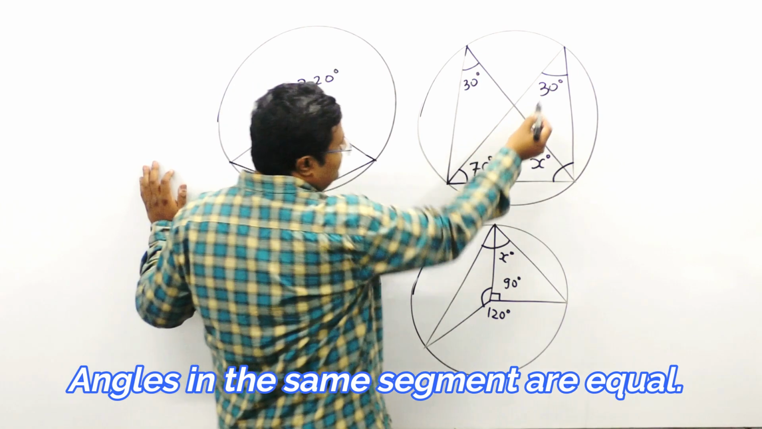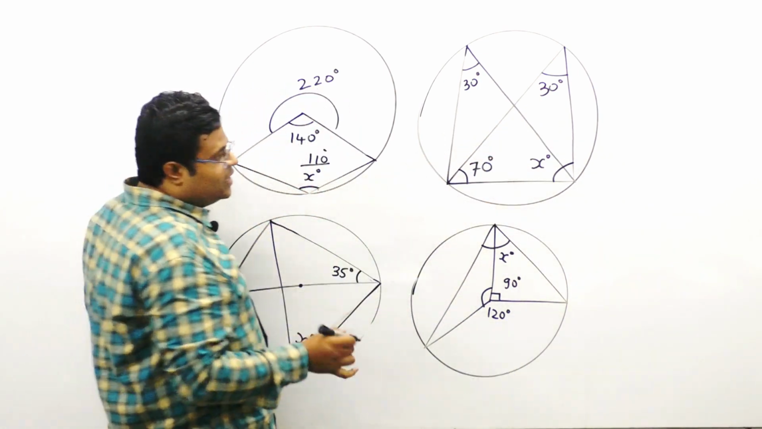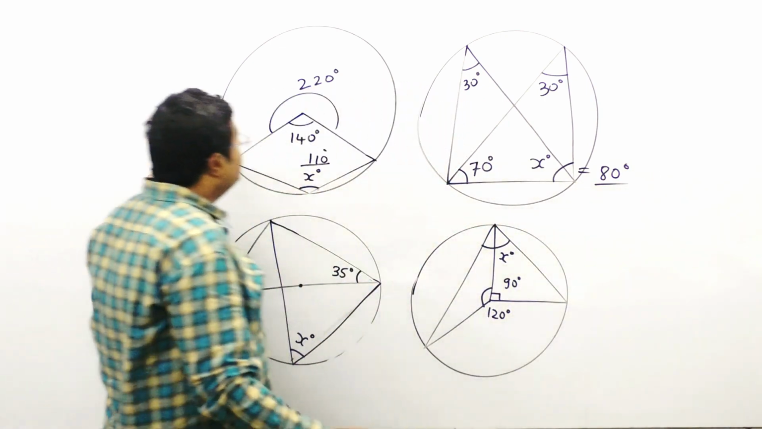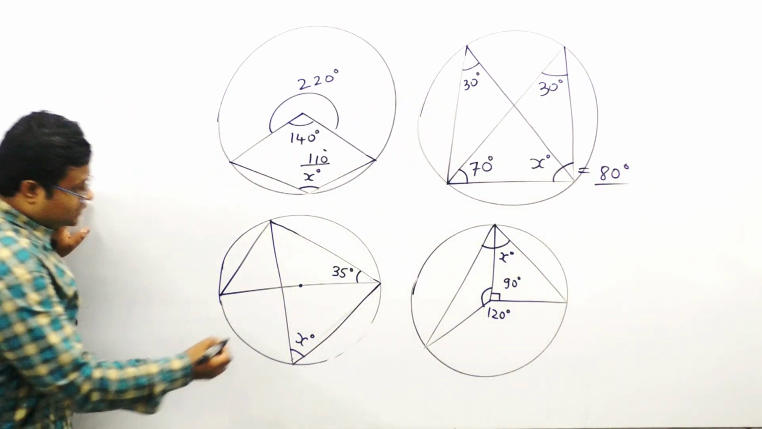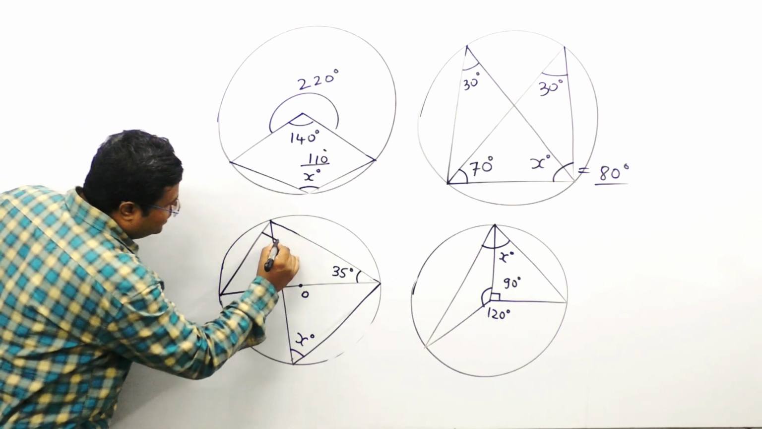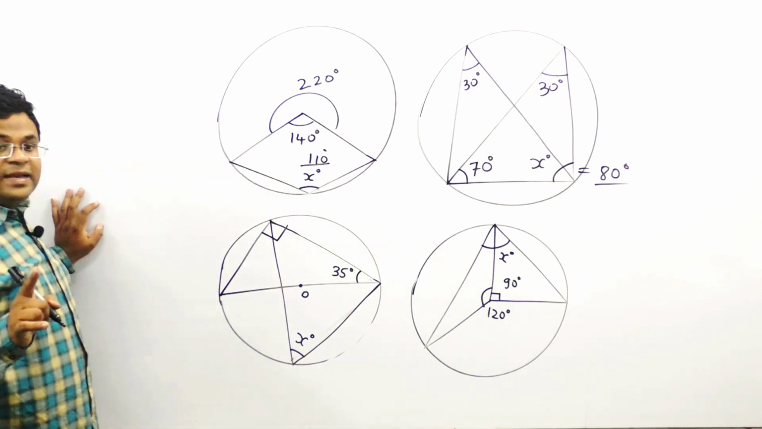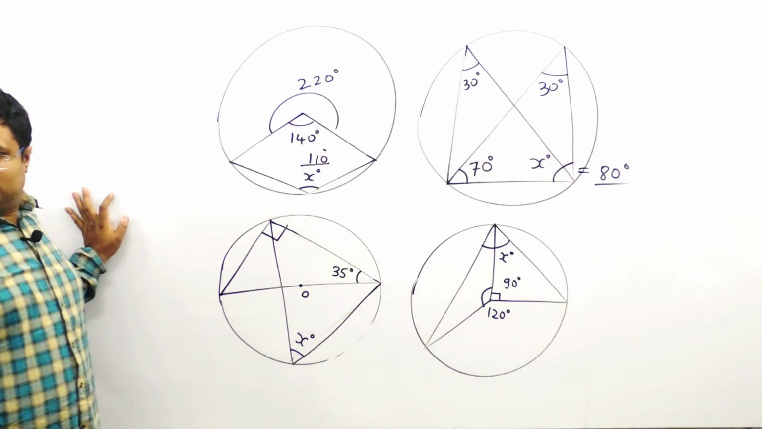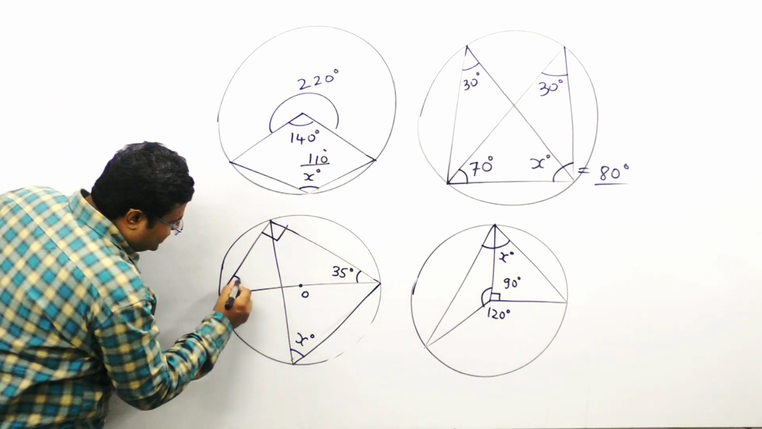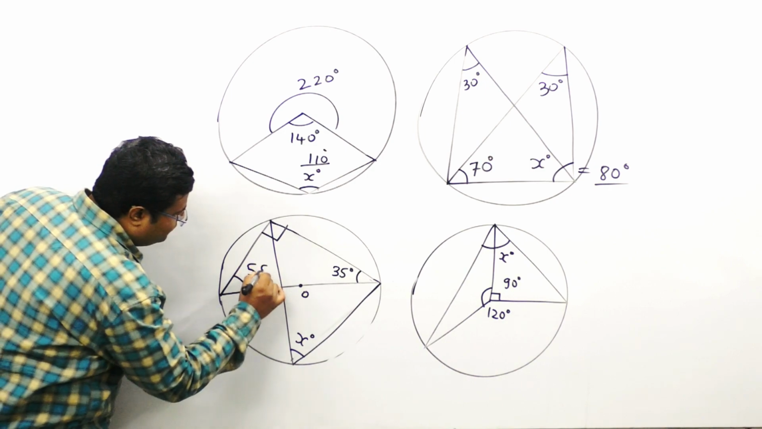Now if this is 30, this is 70, 30, 70, 100. So what is x equal to? 80 degrees. Now since this is the center O, this angle will be 90 degrees. Angle in a semicircle is 90. Now if this is 35, this is 90, this will be 55 degrees.